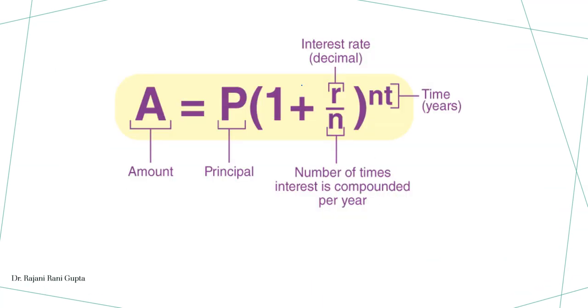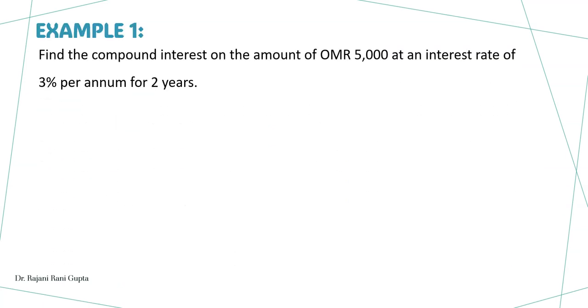So this is in short how you find the amount. After getting the amount, you can find the compound interest. To find the compound interest, what you will do is A minus P, the amount minus the principal amount. This is how you find compound interest. Okay, so let's take an example.